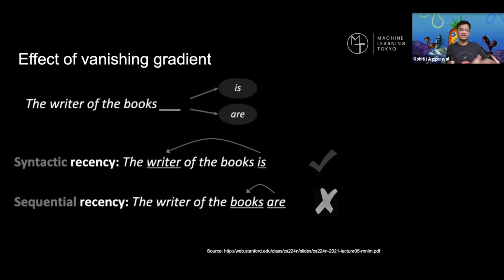The words which are far away from the prediction step would not actually make a bigger difference, because the gradients have kept on getting smaller and smaller and smaller as they were propagated.